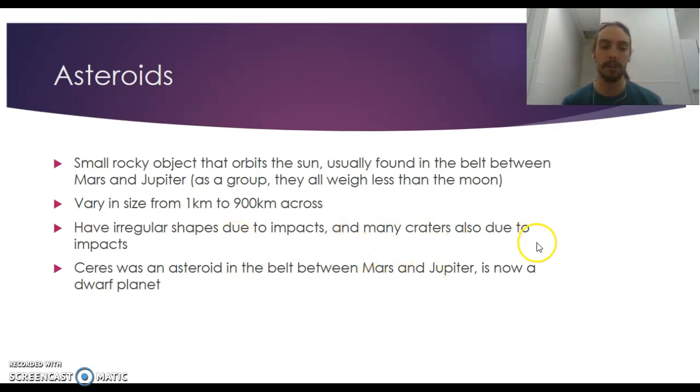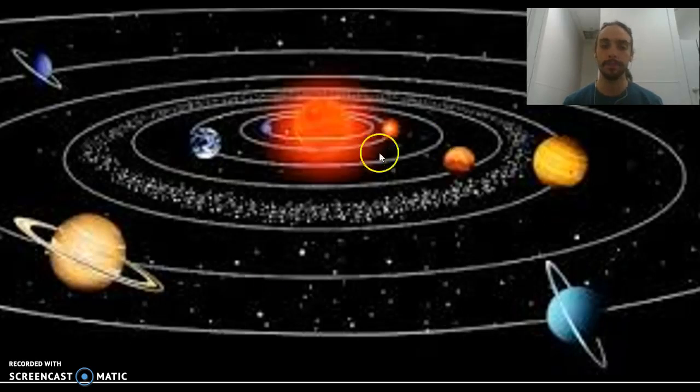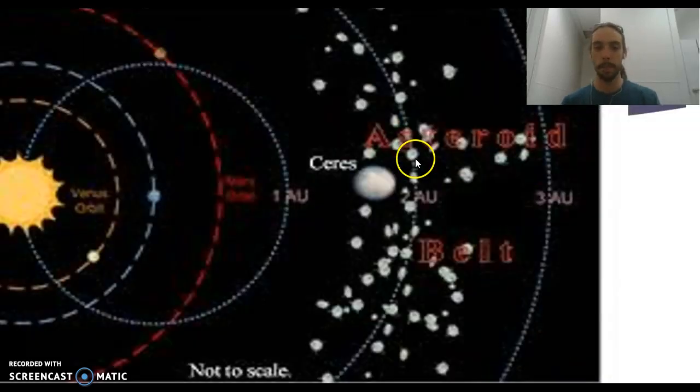They have many craters, also due to impacts. Ceres was an asteroid in the belt between Mars and Jupiter, but we've now classified it as a dwarf planet. And we'll get into what dwarf planets are. And so here you can see right here between Mars and Jupiter is that asteroid belt. Goes all the way around. And then here's a really close look of the asteroid belt. And here's Ceres in it. So it's huge compared to all the other asteroids. I mean, look at that thing.